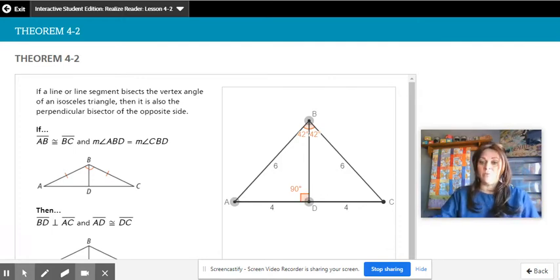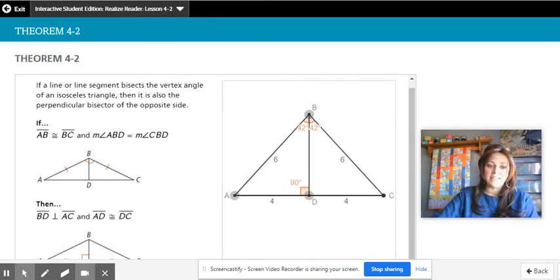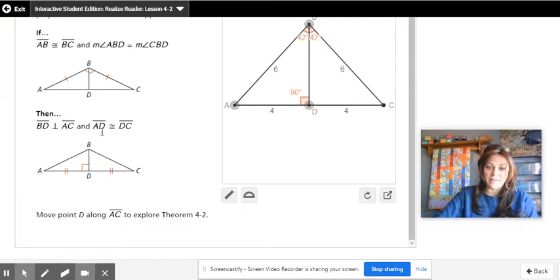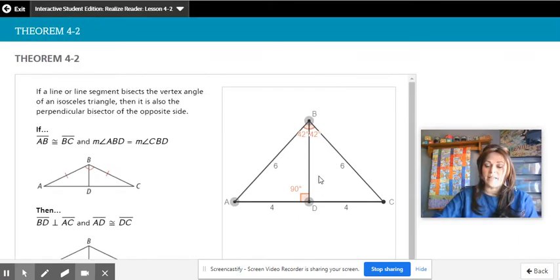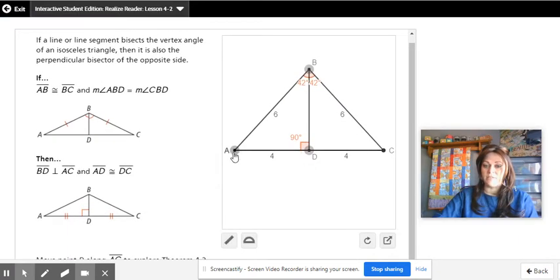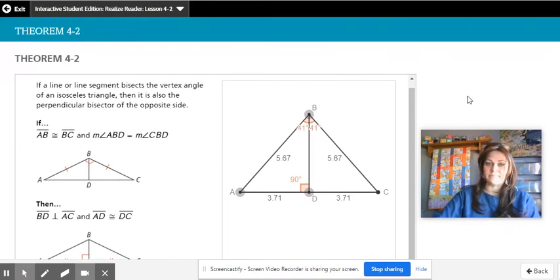But for now, just be aware, if the vertex angle is bisected, it creates a perpendicular bisector of that base or that other side. And this is explained step by step here. And you can even manipulate it more as you want to, like anything to kind of just see how it goes.